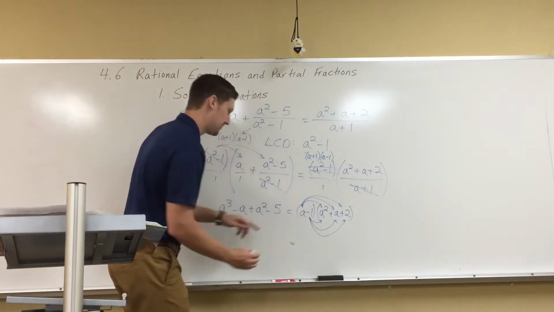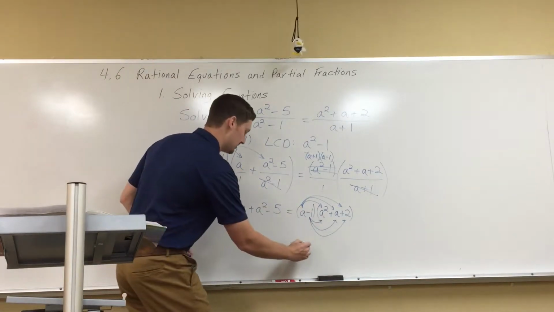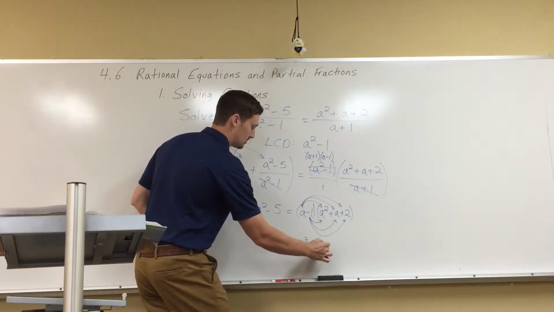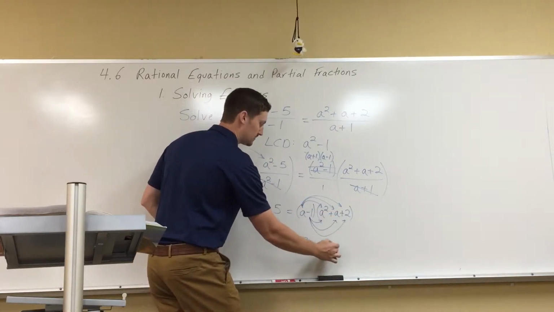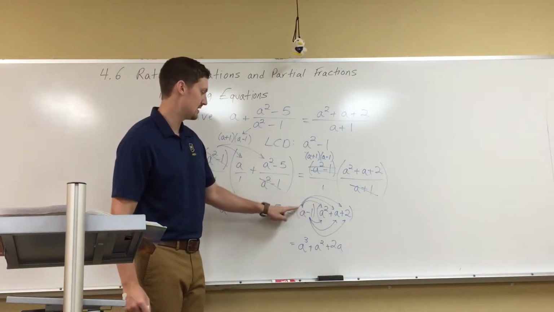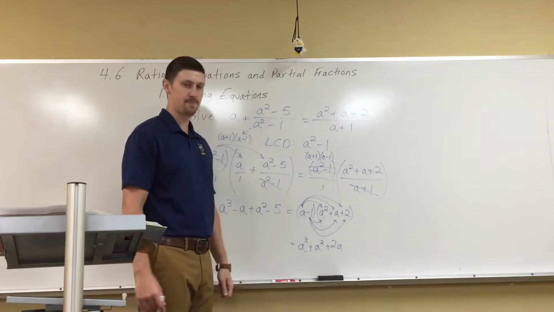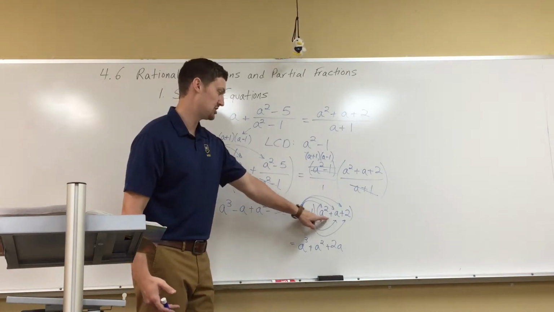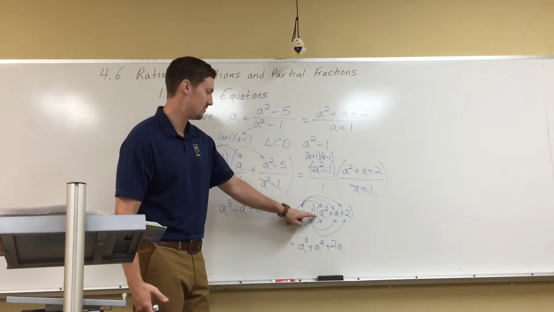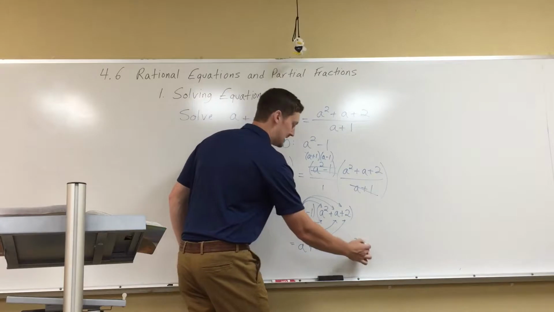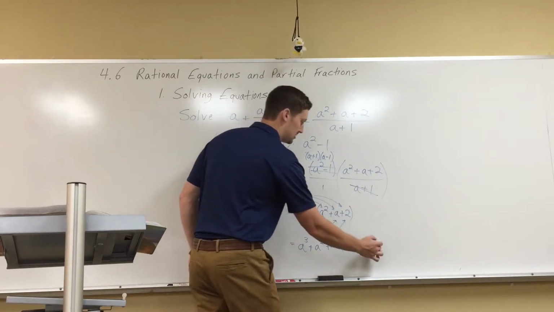All right, here it is. A times A squared is A cubed. A times A is A squared, and A times 2 is 2A. That was my first term. And I gotta do the second term, negative 1. It's really just gonna change the sign of each one of these, right? Negative 1 times A squared is negative A squared. Negative 1 times A, negative A. Negative 1 times 2, negative 2.